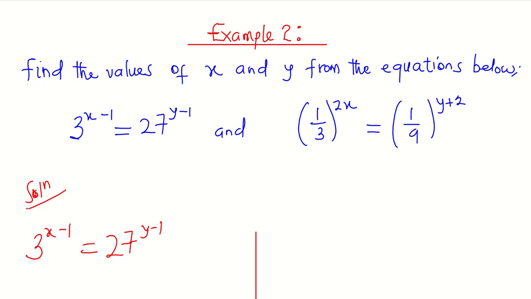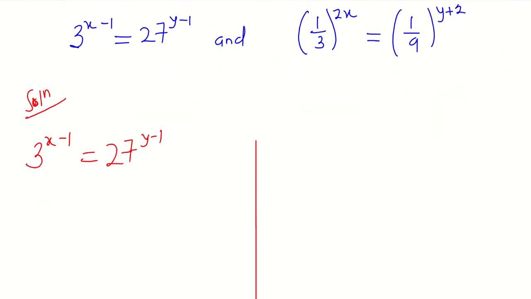Now we know 27 can be expressed to have a base of 3, which means 3 exponent 3 is going to give us 27. And then our existing exponent is y minus 1. And then on the left hand side, we have 3 exponent x minus 1.